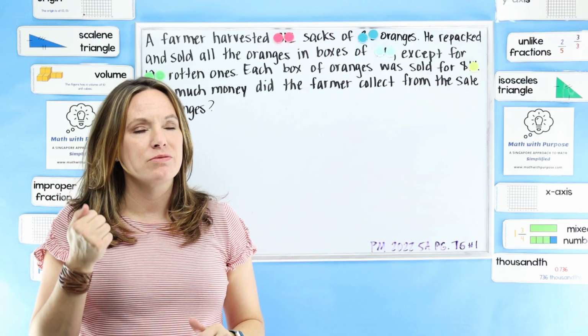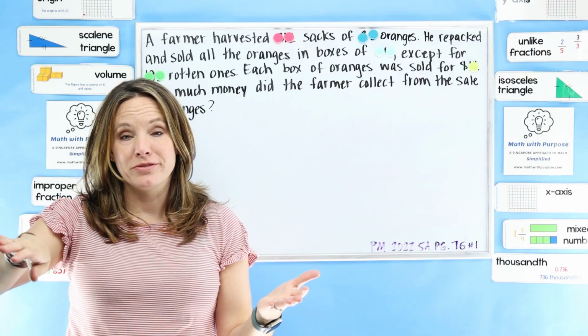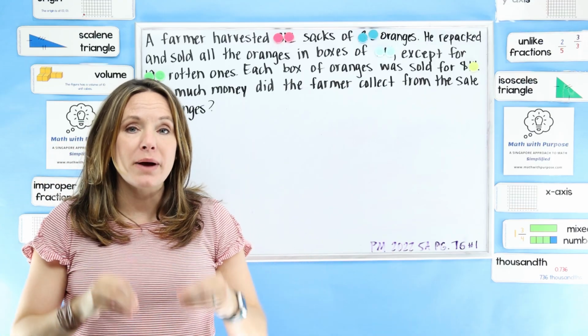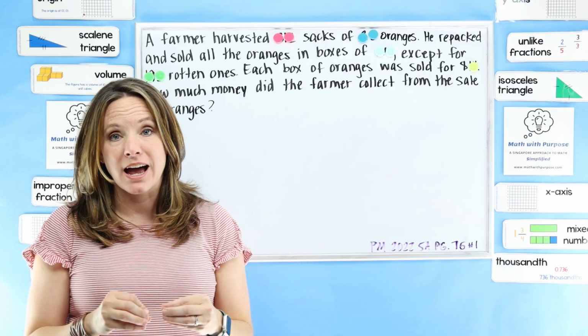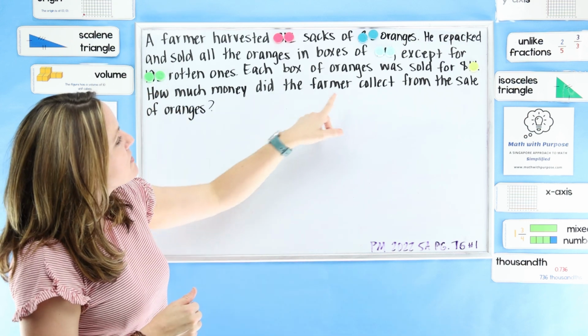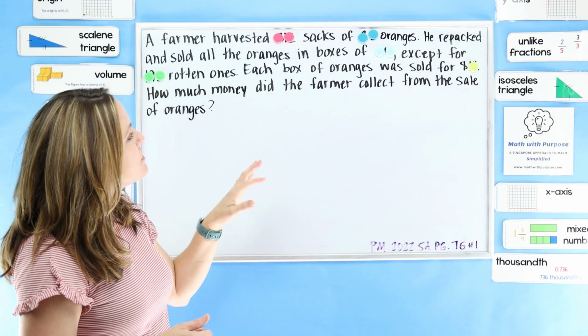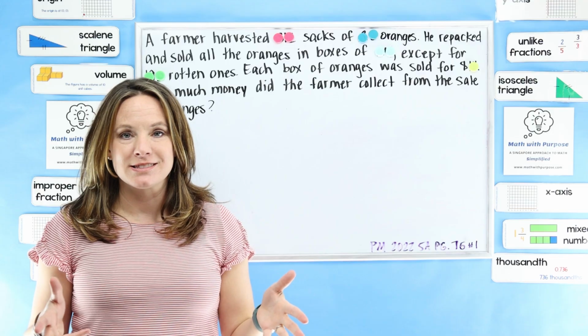So now let's kind of think this through. So he's got some rotten oranges that he has to get rid of, and he's going to repack the oranges that he does have into boxes of a certain number. Each box of oranges was sold for some money. How much money did the farmer collect from the sale of oranges?